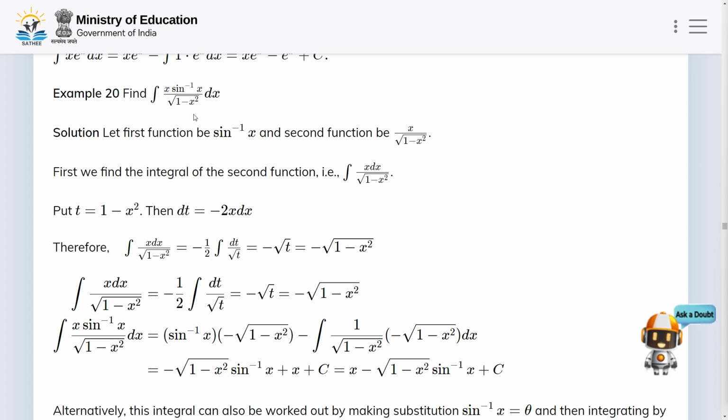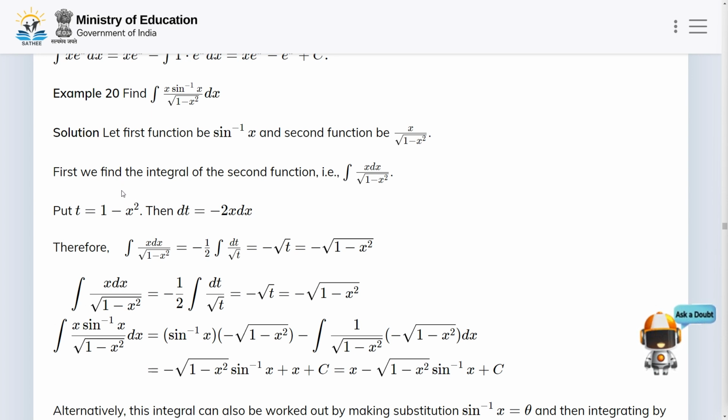So find this integration. As you can see, what is happening? According to the ILATE rule, the inverse trigonometric function will be your first function choice. So the inverse trigonometric function, which is sine inverse x, will be your first function, and the second function will be the remaining terms, which is x divided by root of 1 minus x square.